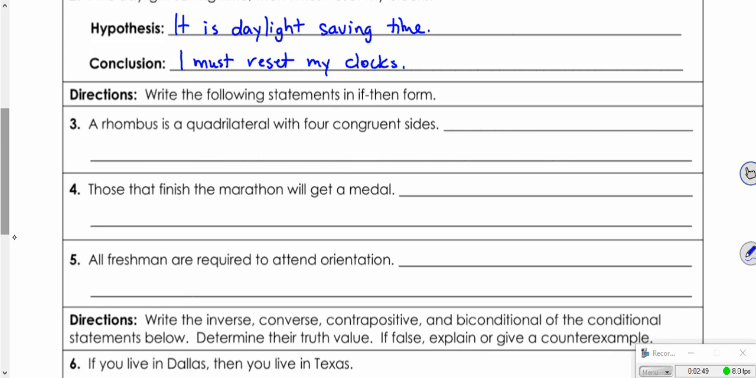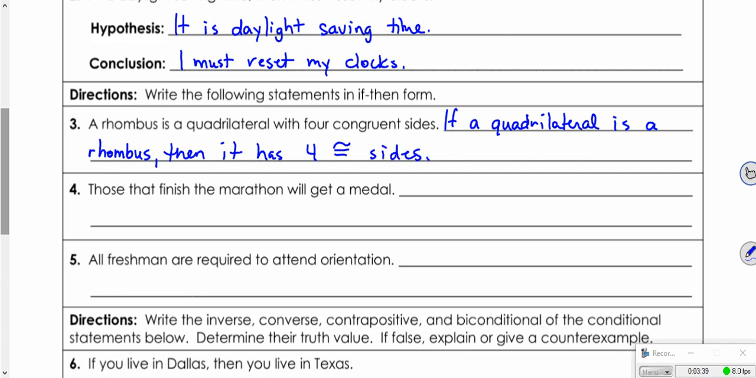Now this is where they give us a statement and they want us to write this as a conditional if-then statement form. Okay, so we're supposed to write the following statements in if-then form. So a rhombus is a quadrilateral with 4 congruent sides. So what we need to say is if a quadrilateral is a rhombus, then it has 4 congruent sides. Okay, and I use abbreviations whenever I can. So if a quadrilateral is a rhombus, then it has 4 congruent sides.